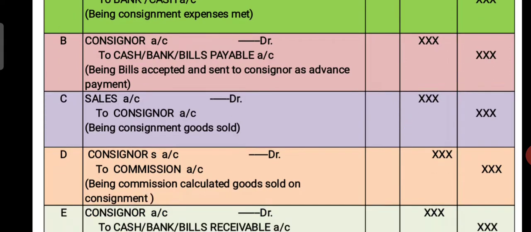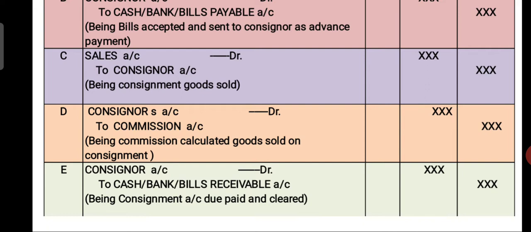Come to the next one. On sales we calculate commission. When we calculate the commission, we write one entry. What is that entry? Consignor account debit to commission account. Whenever we calculate commission on sales, we write this entry. See here the narration: being commission calculated on goods sold on consignment. Okay, students, this is the D entry.